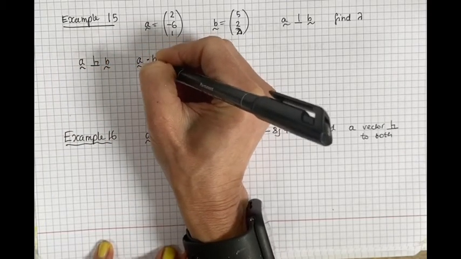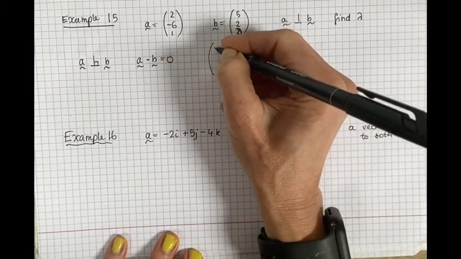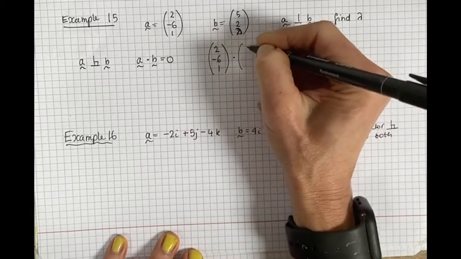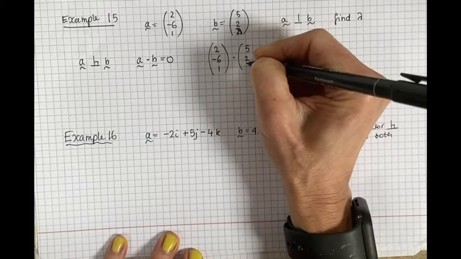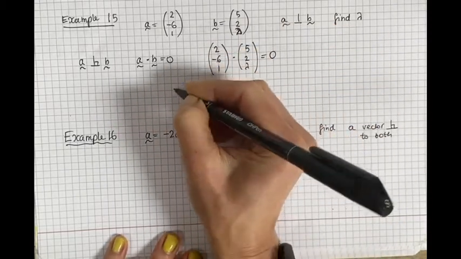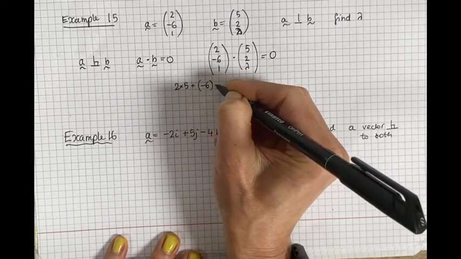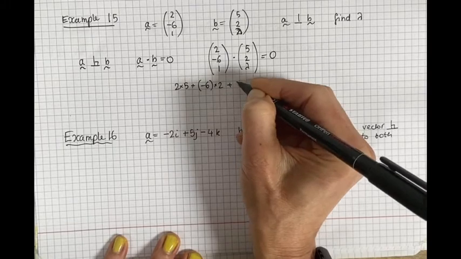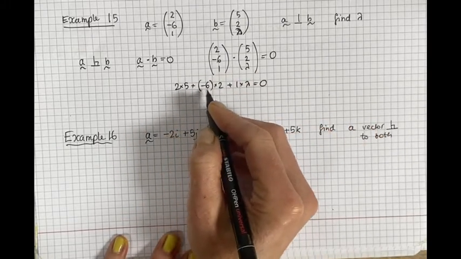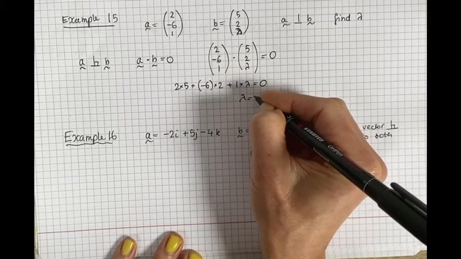You've got it has to be an automatic response to those kind of questions. So we're going to work out the dot product by multiplying the i, j, and k components and making the result equal to 0. So it's 2 times 5, add negative 6 times 2, add 1 times lambda, that's equal to 0. So it's 10 minus 12, so it's minus 2, so lambda is equal to 2.